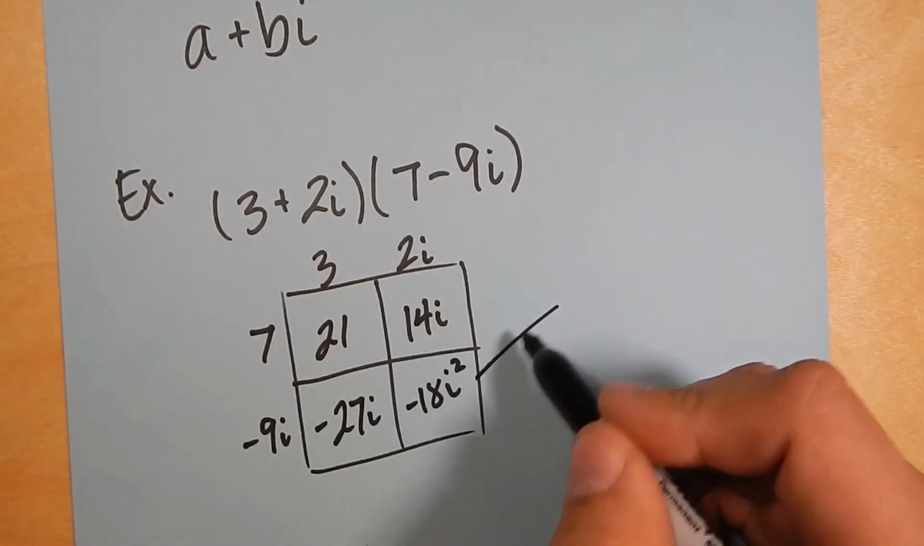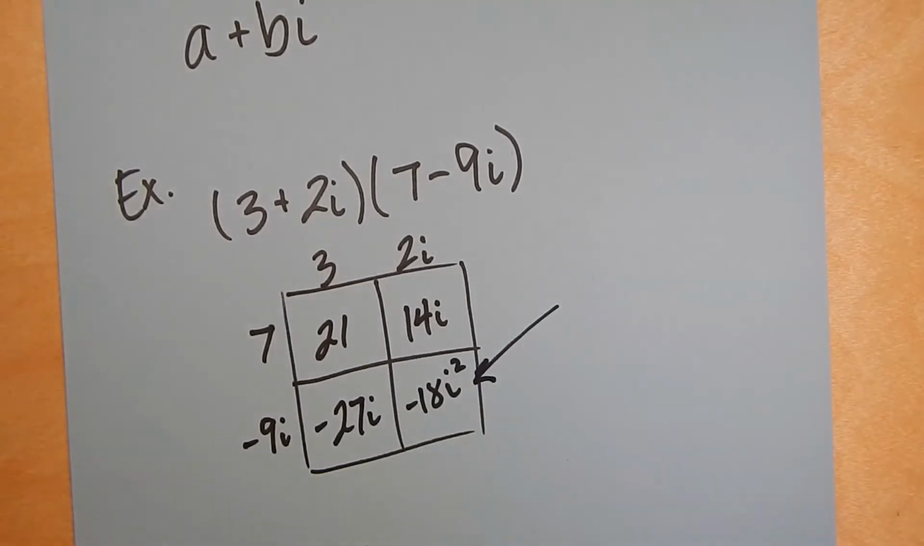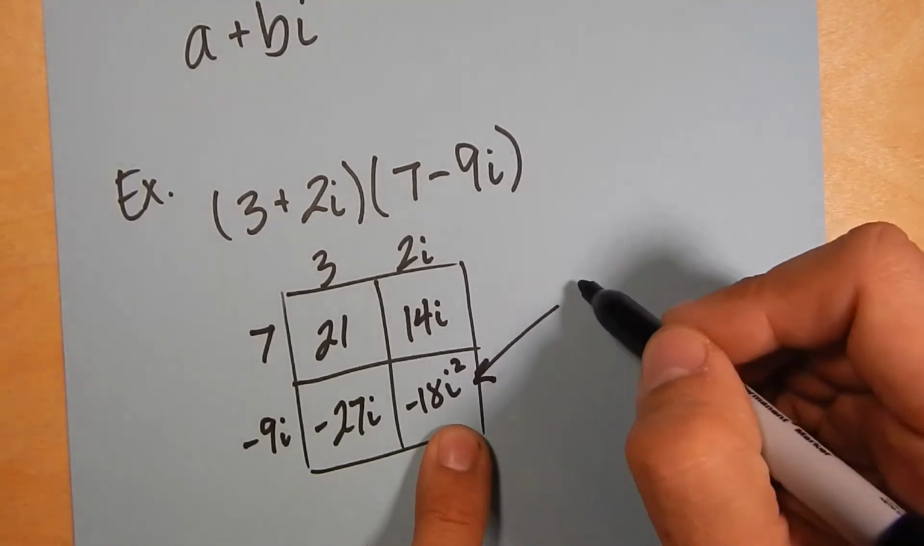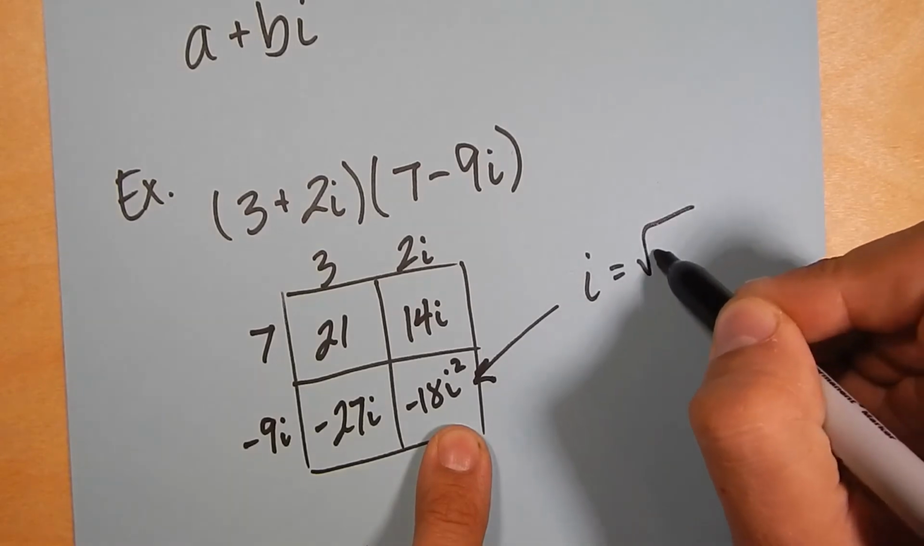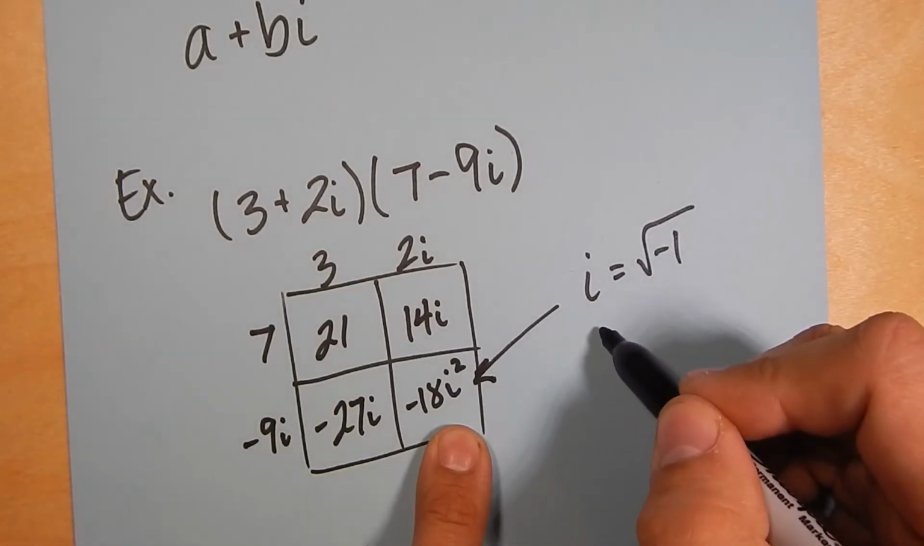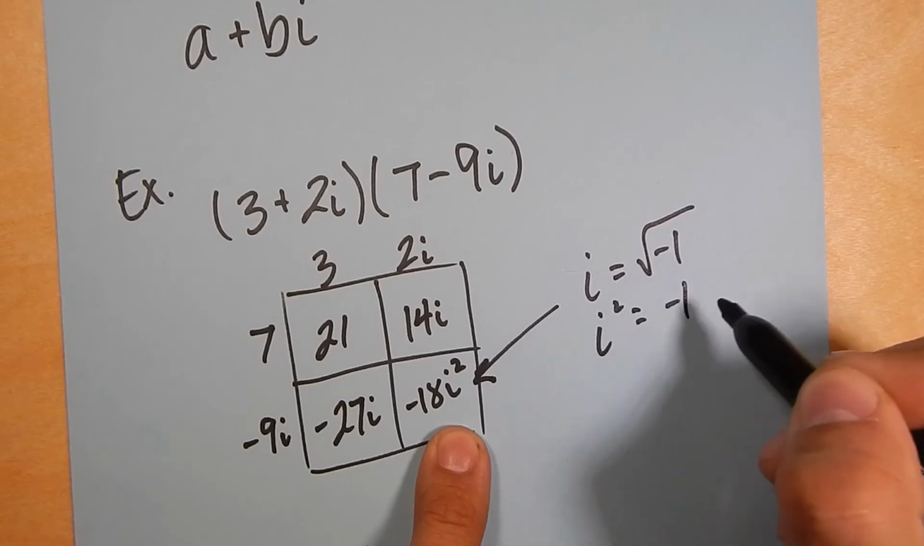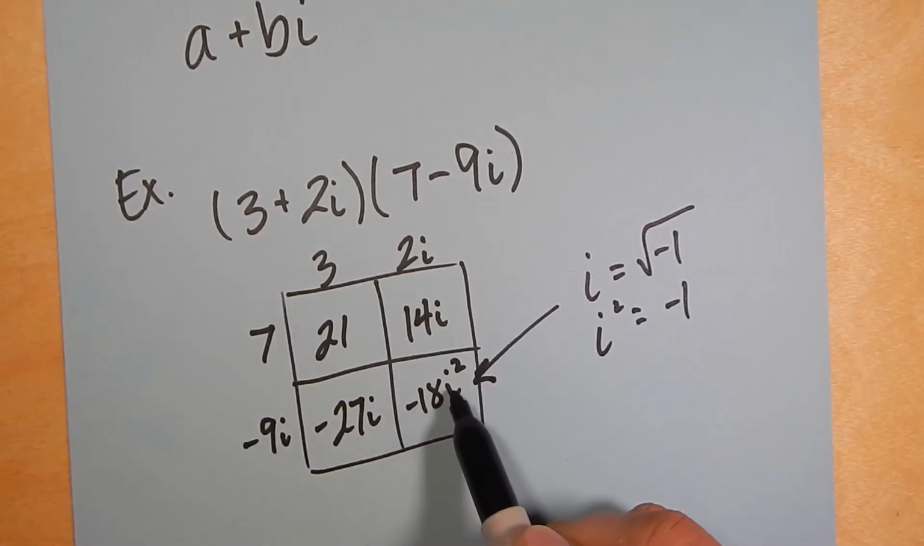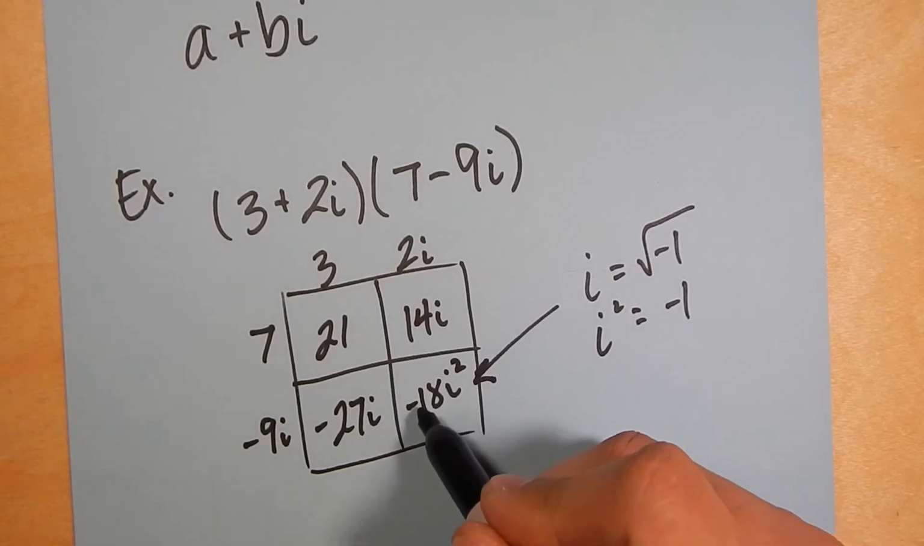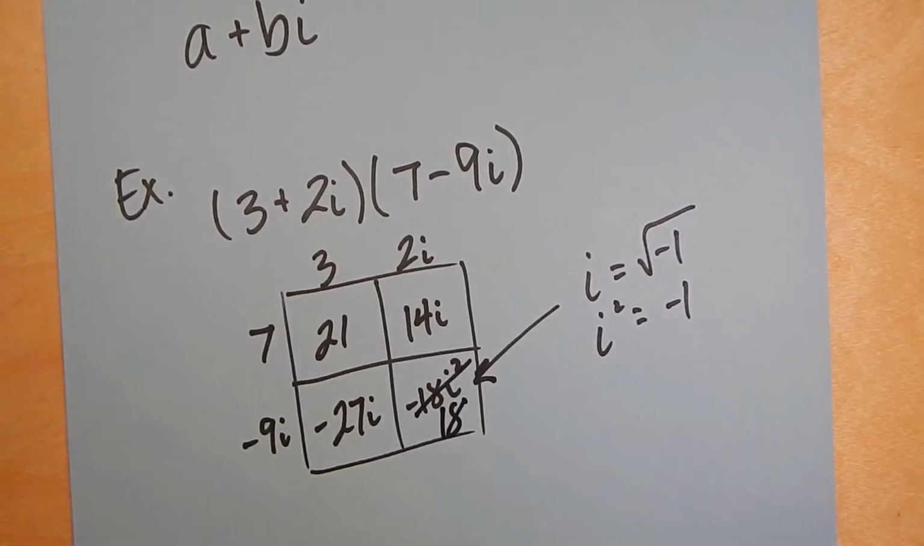Now this right here is where the catch is. If we would do a regular binomial multiplication, this is where we would get our quadratic form from, where you have a variable and it's squared. But this isn't a variable. i is the square root of negative 1, which means that i squared is negative 1. So this is negative 18 times negative 1. This becomes just a positive 18. This is just a constant. It's a regular number.